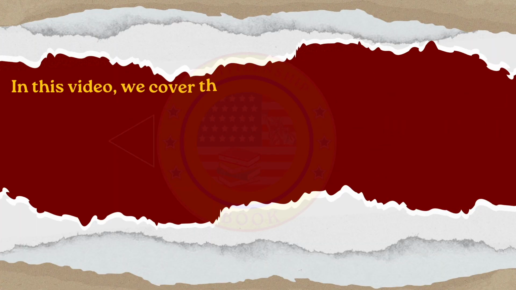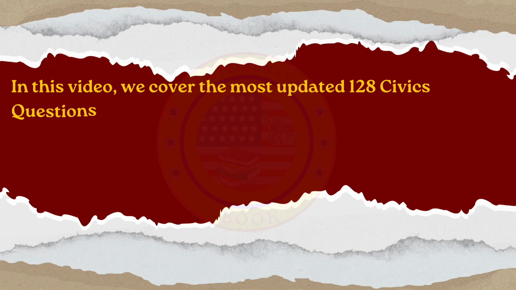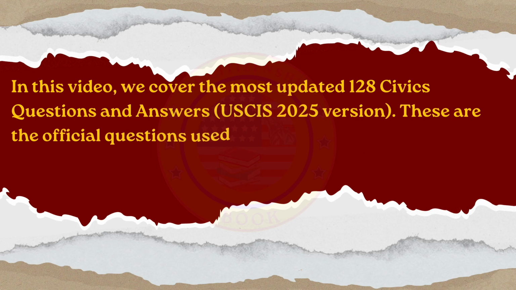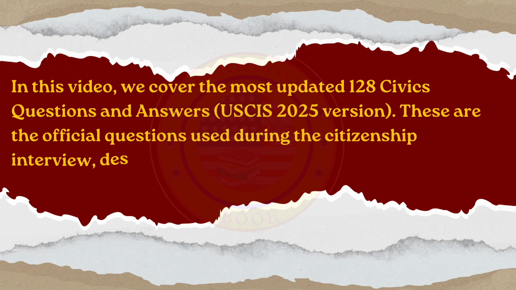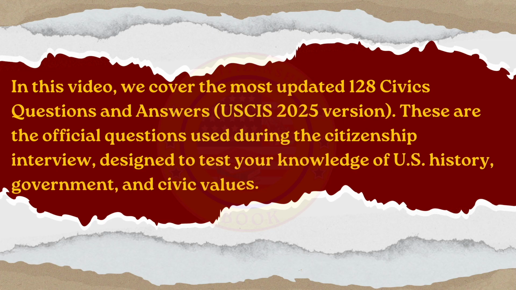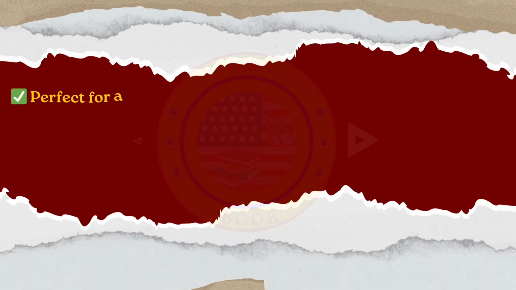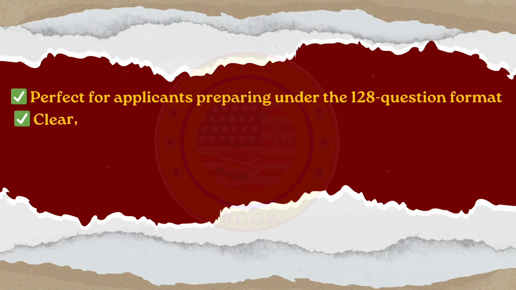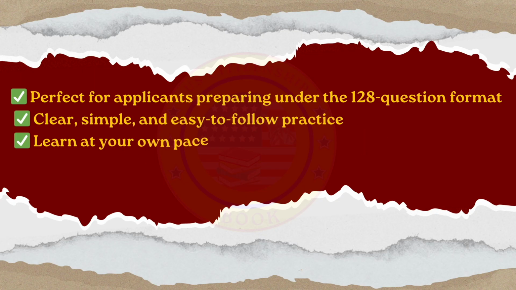In this video, we cover the most updated 128 civics questions and answers, USCIS 2025 version. These are the official questions used during the citizenship interview, designed to test your knowledge of US history, government, and civic values. Perfect for applicants preparing under the 128-question format. Clear, simple, and easy to follow practice. Learn at your own pace with accurate and updated material.